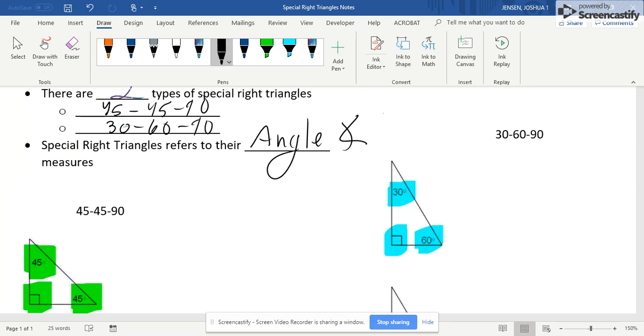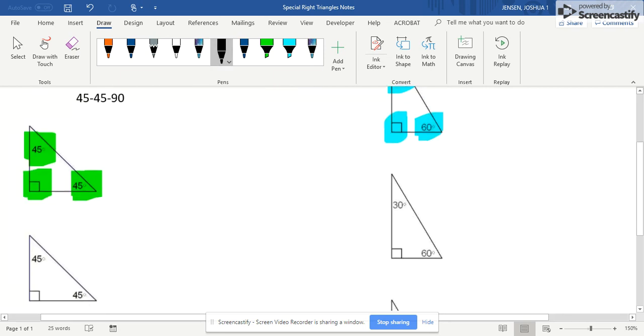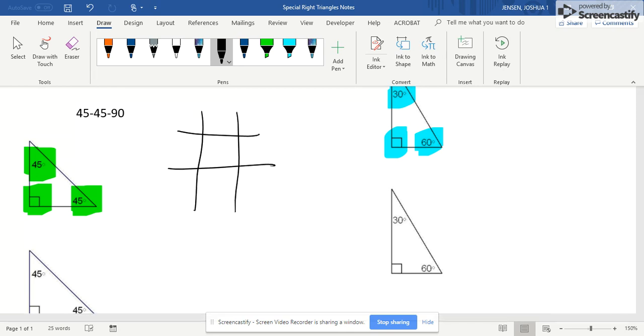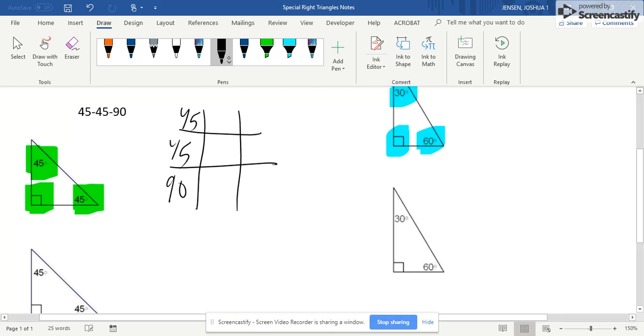All right. So when it comes to the 45-45-90, there's a very simple way that we can go about this, and that is if we set up a chart. Just make a tic-tac-toe board. We have 45, 45, 90, so we have our angles here, we have the rule here, and then we have its actual value.